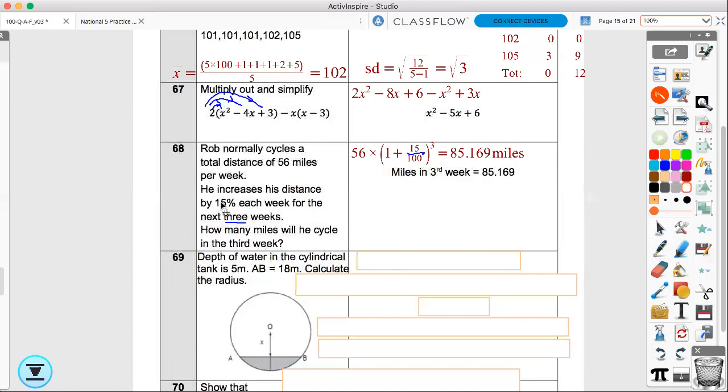So the mistake we see is some people will say, oh, I would rather put 100 plus 15 divided by 100. You can do that, it'll be fine, because you get 115 divided by 100, which is 1.15. Or 1 plus the 15%, because the 1 is just 100%.